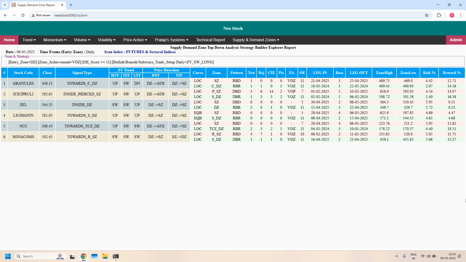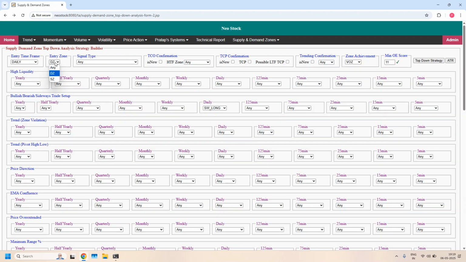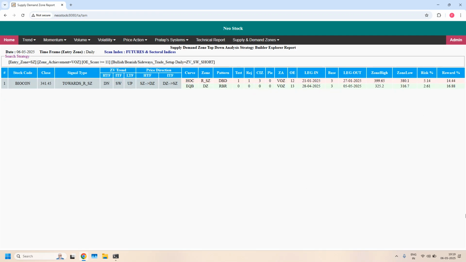Okay, next sideways shorts trade setup for a monthly income trade. Entry zone should be supply zone, and sideways short trade setup, remaining filter same. I'm filtering. We got 1 stock.